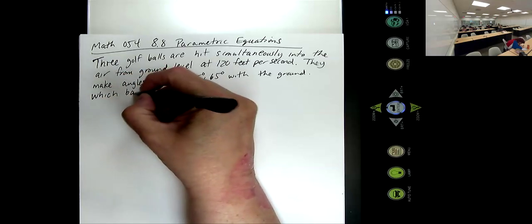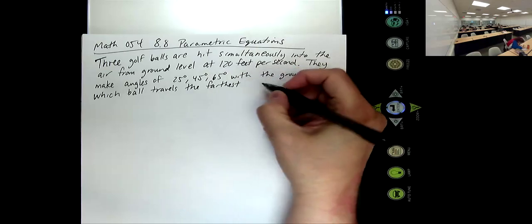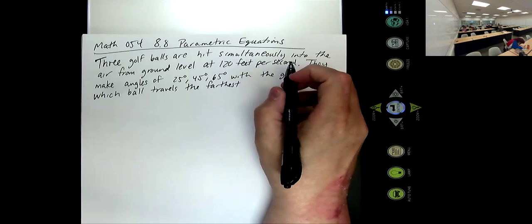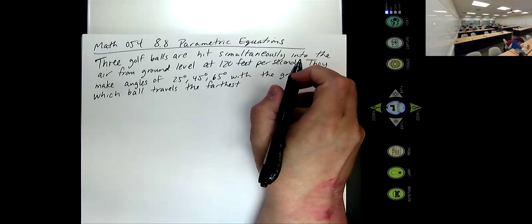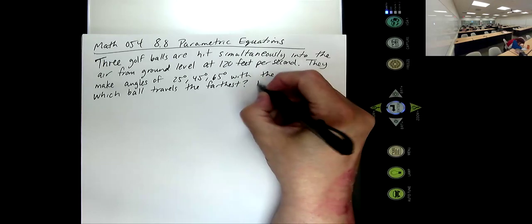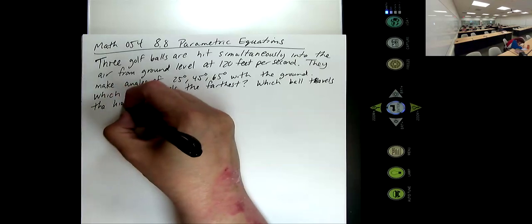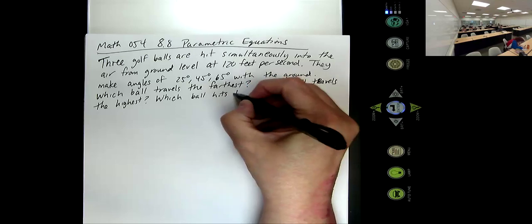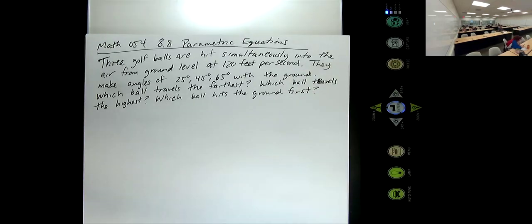Which ball travels the farthest? Not like following the trajectory, but like you're hitting a golf ball, you wanna get some yards on it. Let's say the hole is 400 yards away. You gotta smack it a few times to get there. If you can get there in 2 rather than 3, that's ideal. So which ball travels the farthest? Which ball travels the highest? And which ball hits the ground first? We're gonna be able to answer these questions by the end of the day.